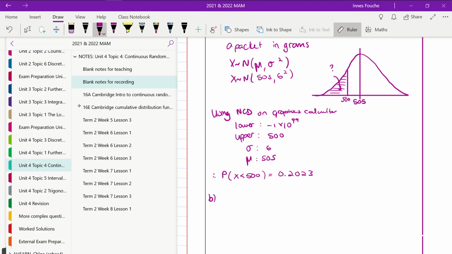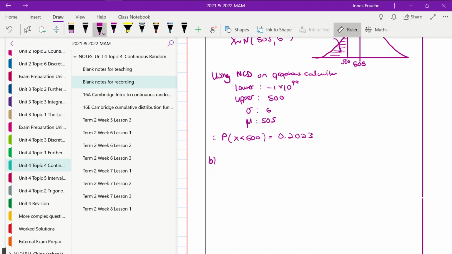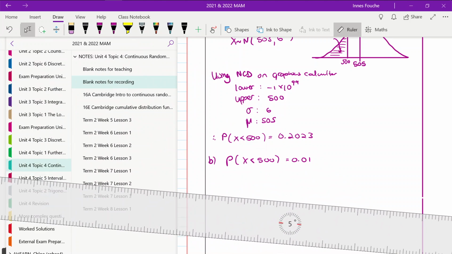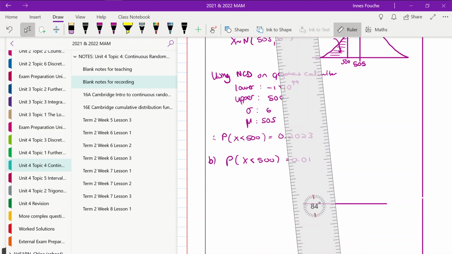Now, we're no longer working with a mean of 505. We have to find the mean. And if we don't know what the mean is, the only way we can do that is to use our standard normal distribution, find the z-score, and then work backwards. Okay? So, we want the probability of x being less than 500 grams to be equal to 0.01. So 1% is 0.01. Let's draw our little picture there to make sure we understand what we're looking for. Always draw a picture.